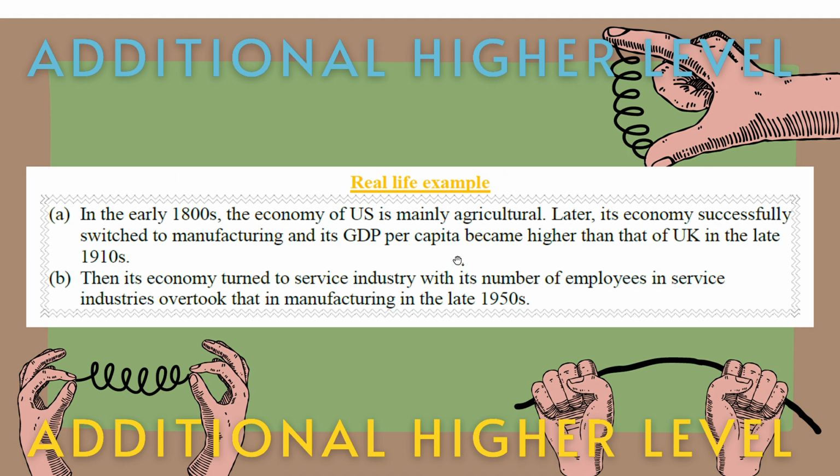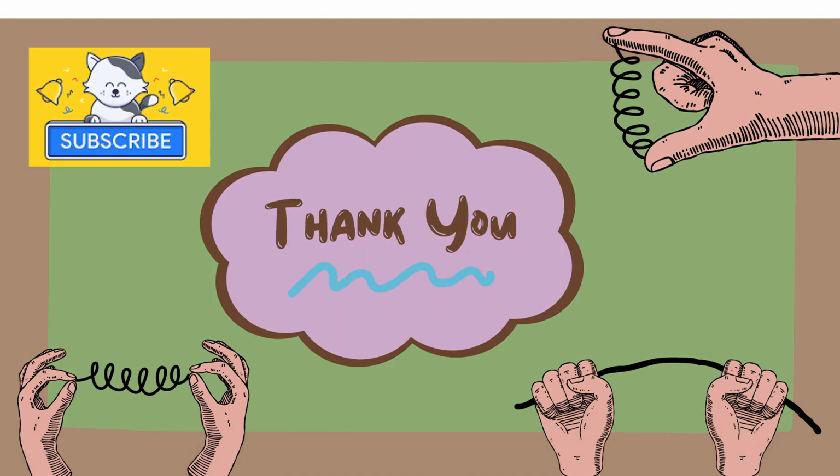And how does it change? We have to talk about it with history. In 1800 it changed from agriculture, and then it successfully changed to manufacturing, and GDP also grew. Eventually it passed the UK to become the biggest economy, around 1910. The economy continued to grow and moved to service industry, and in the 1950s the service industry became the highest employment sector in the US.